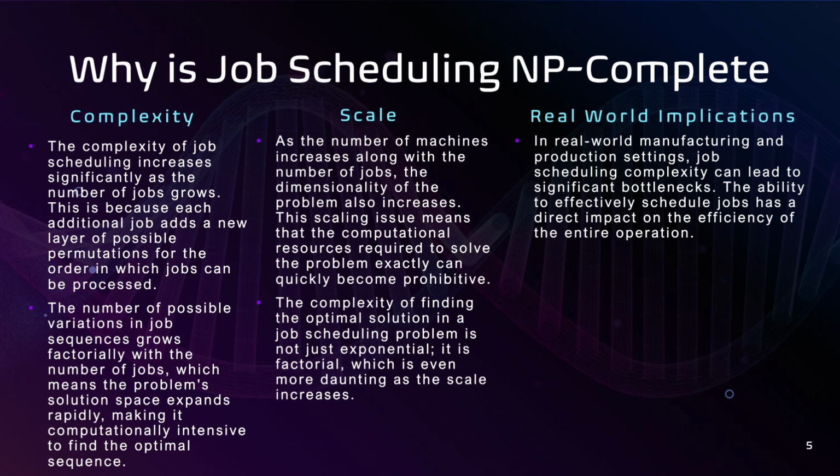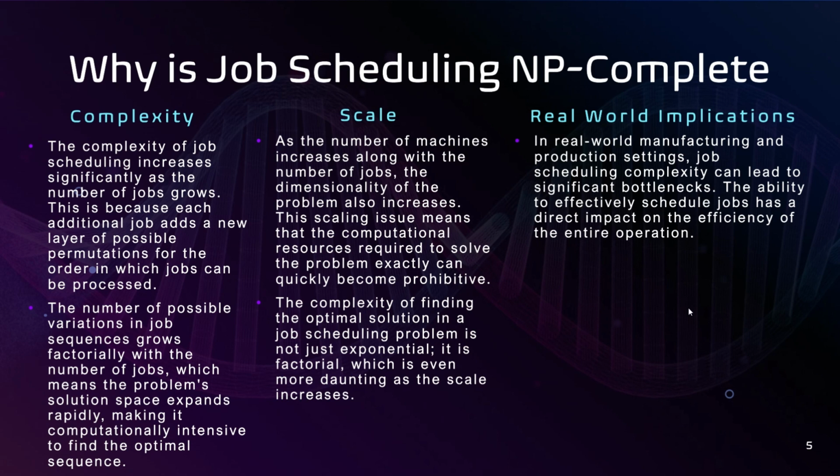Then we have scale. As the number of machines increases along with the number of jobs, the dimensionality of the problem also increases. The scaling issue means that the computational resources required to solve the problem can quickly become prohibitive. The complexity of finding the optimal solution in a job scheduling problem is factorial, not exponential, which is far more daunting, as factorial is a lot bigger than exponential.